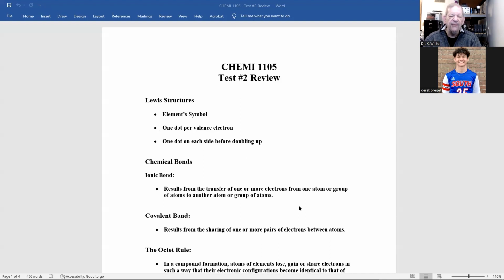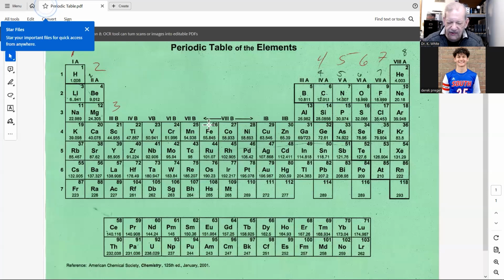Now, if I were to ask, draw the Lewis structure for sulfur, how do you do that? Well, on the periodic table, you should be using this one, and you'll be able to download this. It's in the same assignment as test number 2. You'll see sulfur, S. If you look at the top of the column in red, is the number 6. Sulfur has 6 valence electrons.